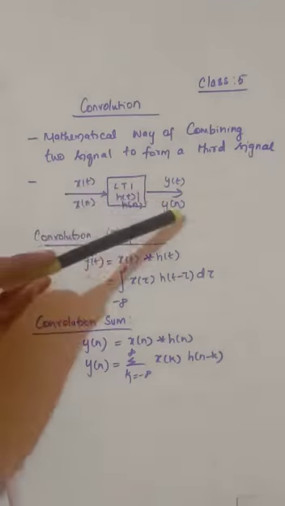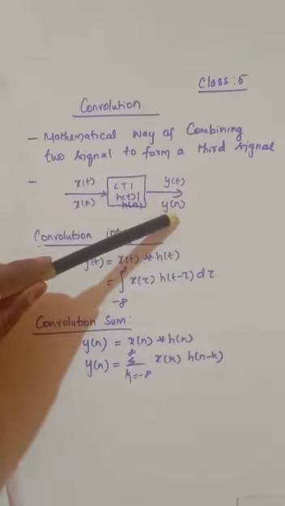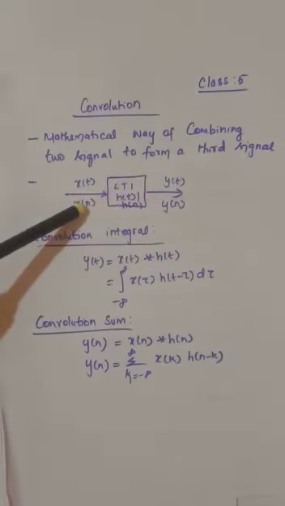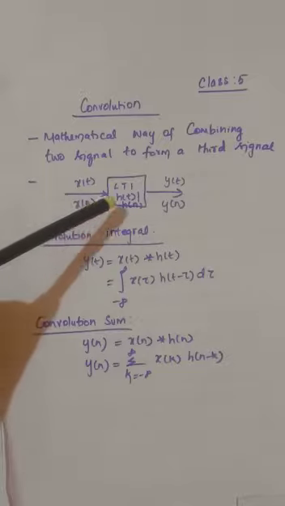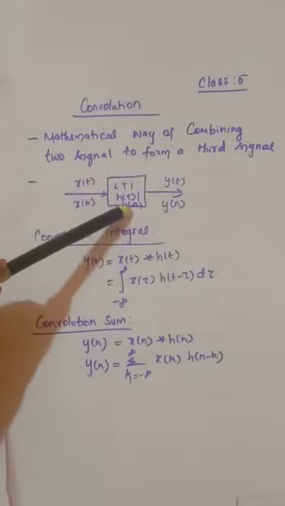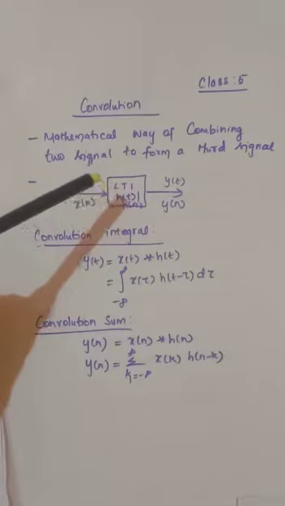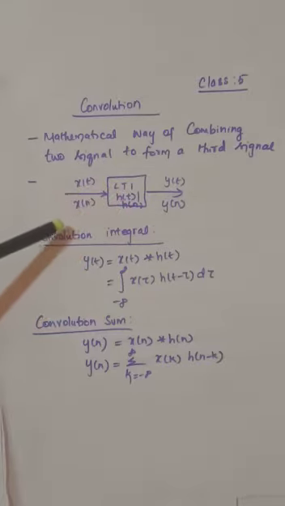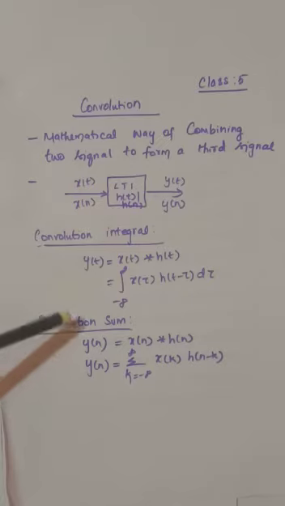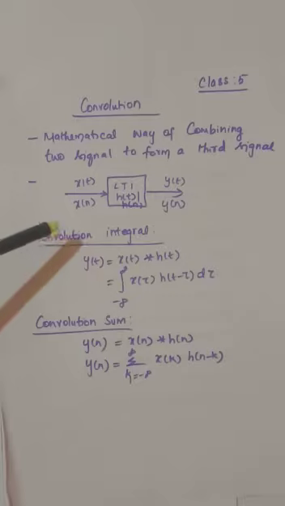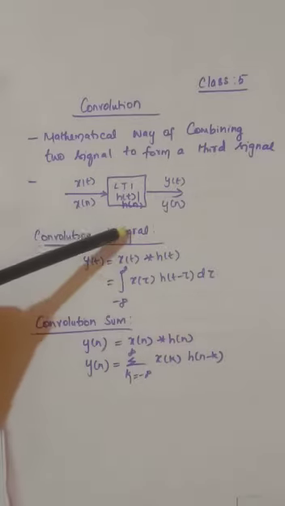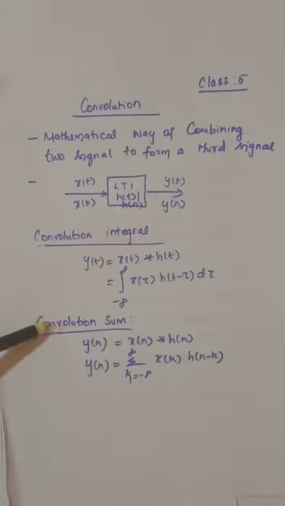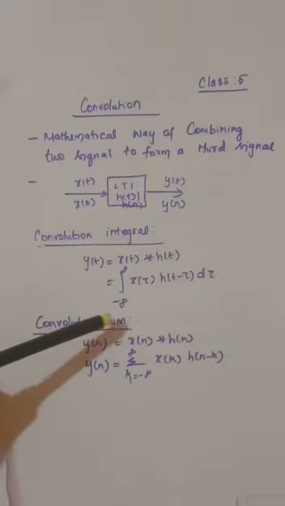In order to obtain the output, we need to perform convolution of the input signal x of n or x of t with the impulse response of the system. If you want to perform convolution for continuous time signals, we will go for the convolution integral, and if you want to perform convolution for a discrete time signal, we will choose the convolution sum.